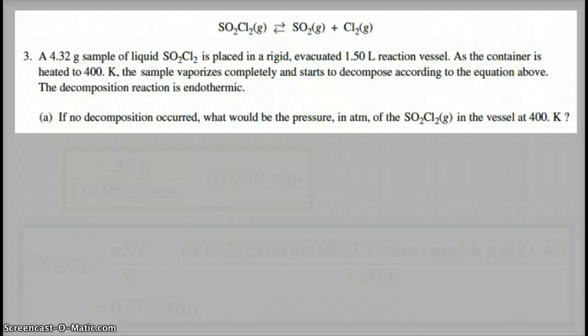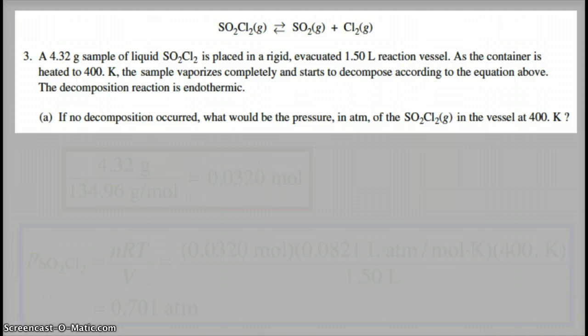Alright, so here we have a gas equilibrium. You see here this SO2Cl2 gas is decomposing into sulfur dioxide and chlorine gas. And it says that a 4.32 gram sample of this liquid SO2Cl2 is placed in a rigid evacuated 1.5 liter vessel, and the container is heated to 400 Kelvin. When this happens, the sample, which was a liquid, vaporizes completely and then will start to decompose.